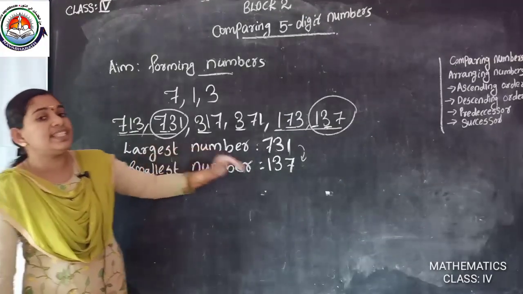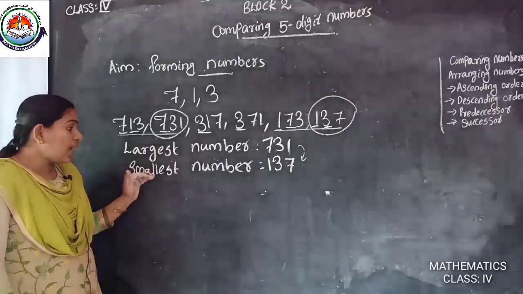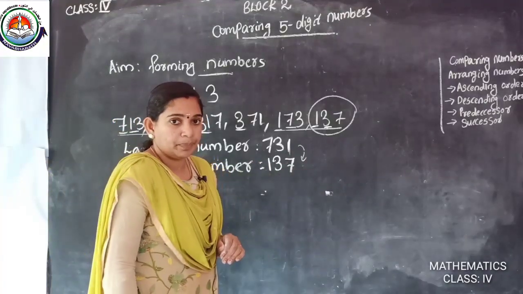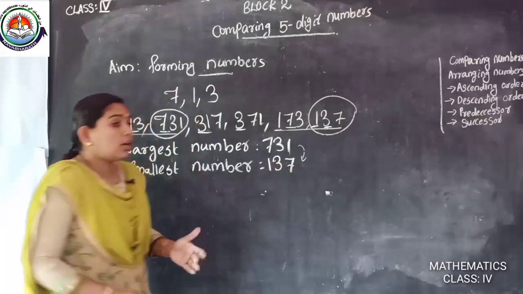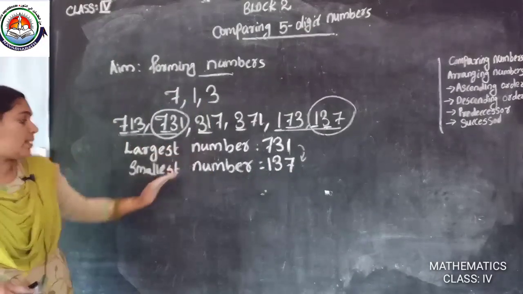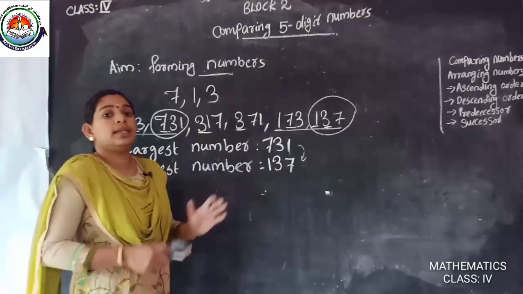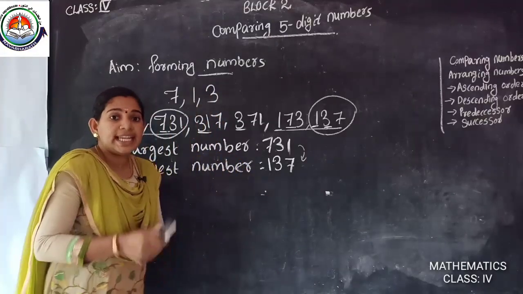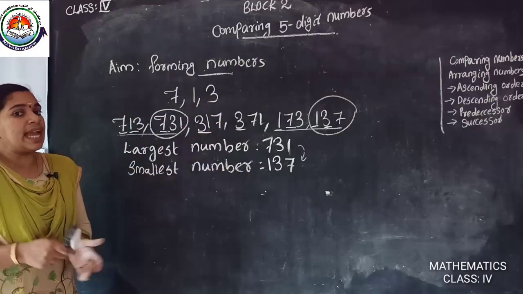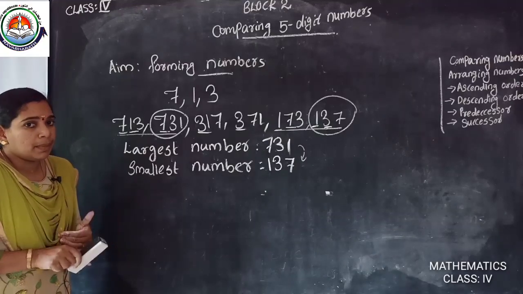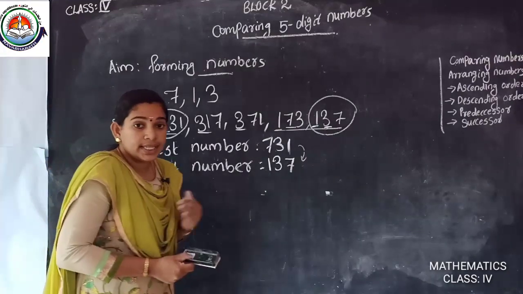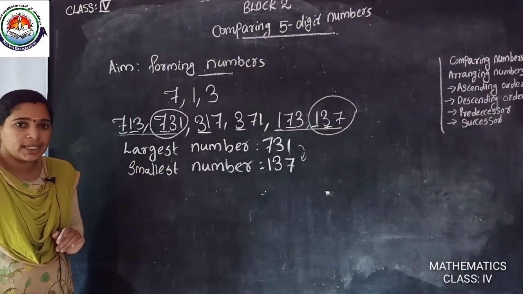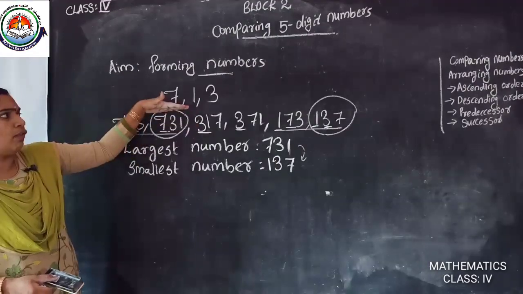We are arranging the digits in ascending order. Got it? So how do we get the largest number and the smallest number? Using the digits, we arrange them in ascending order and we will get the smallest number, and we arrange the digits in descending order and we will get the largest number. Got it? Then we will check the 5-digit numbers.